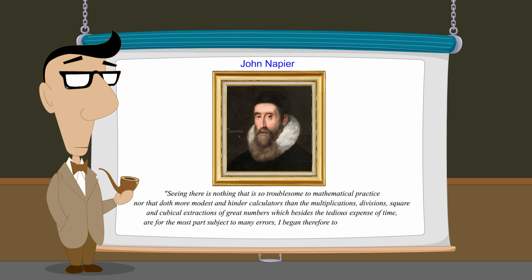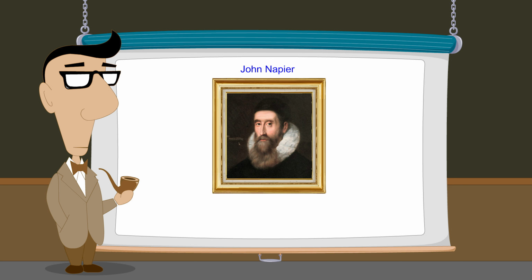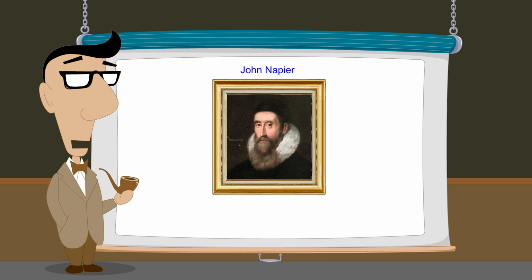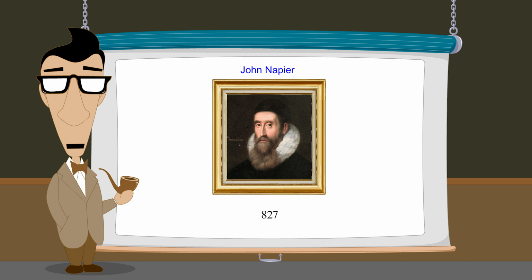I began therefore to consider in my mind by what certain and ready art I might remove those hindrances. So let's see how logarithms can be used to simplify the process of multiplication and division. As an example, let's say that we wish to find the product of 827 times 396.